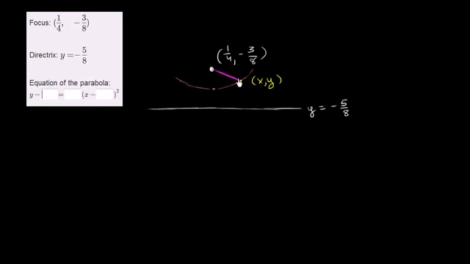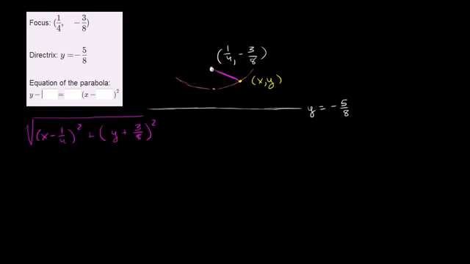Well, that distance just comes straight out of the distance formula, which comes straight out of the Pythagorean theorem. It's going to be x minus 1/4 squared plus y minus negative 3/8 squared. So that's going to be y plus 3/8 squared. So this is our distance squared. Let me just take the square root. So this is the distance between any point on the parabola (x, y) and the focus.